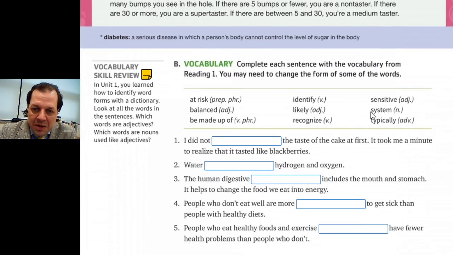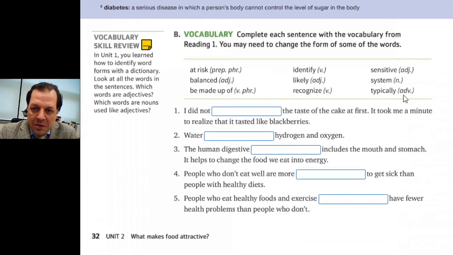There's a vocabulary section here. We're given, it looks like, 9 different words. Complete each sentence with the vocabulary from reading 1. You may need to change the form of some of these words.